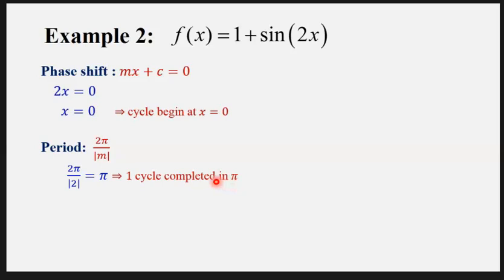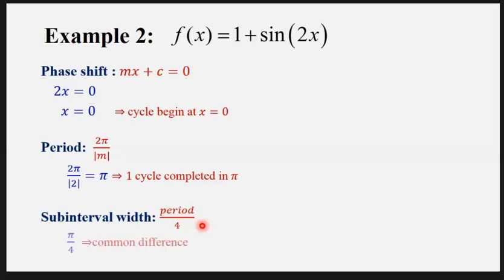Next, we would like to find the subinterval width, which is the width between the two x values that I will have later in the construction of the table. By dividing the period by 4, I have the answer pi over 4, and this is also the common difference of the x values in the table later. So go on.